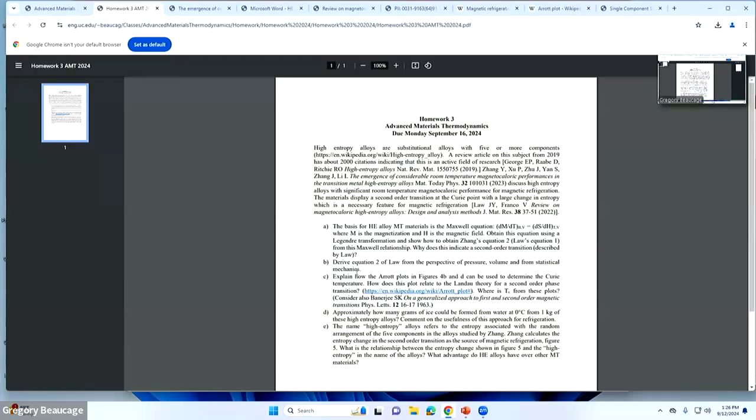And then statistical mechanics is just Boltzmann's law, where the log of the number of states gives you the entropy. You don't really need to derive that. That's kind of stated by Boltzmann, right? So, explain how the arrow plots in figure 4b and d are used to determine the Curie temperature. That's kind of here.